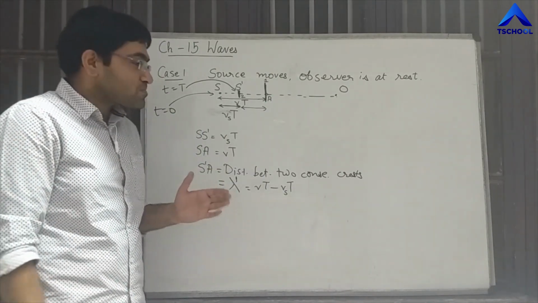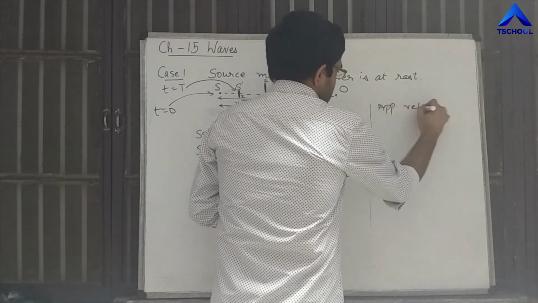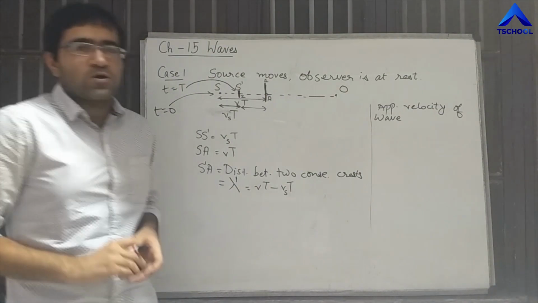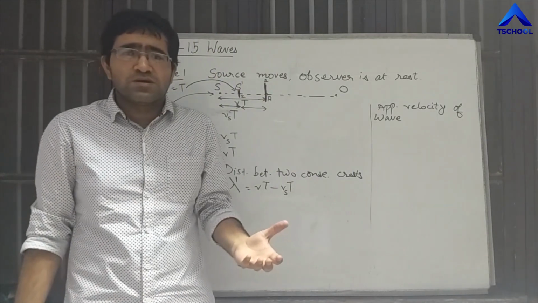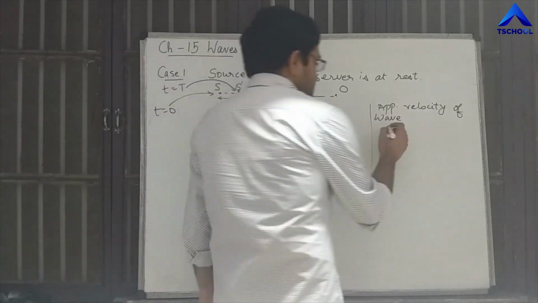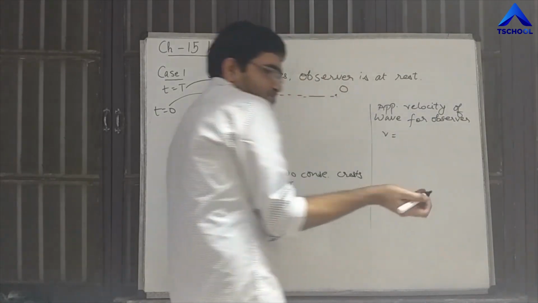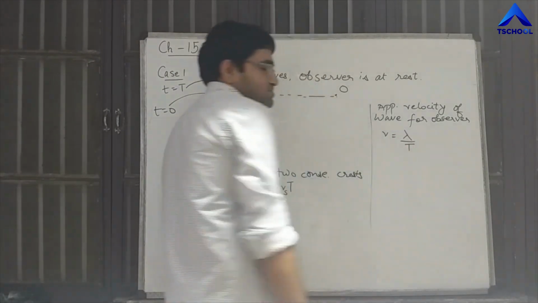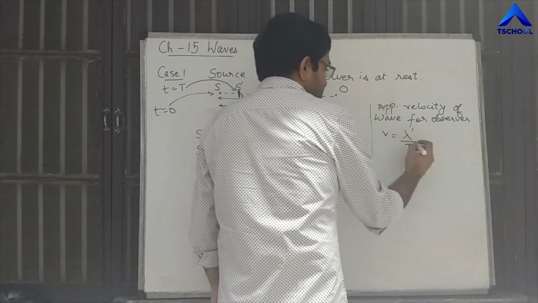Based on this, what should be the apparent velocity of the wave? The source is moving, will the velocity of the wave change? No, because the velocity of the wave does not depend on the source. So the apparent velocity of the wave for the observer is still v. I don't need to use v dash. But now I can't write lambda by t. I hope you realize why. I'll have to write lambda dash by t dash.